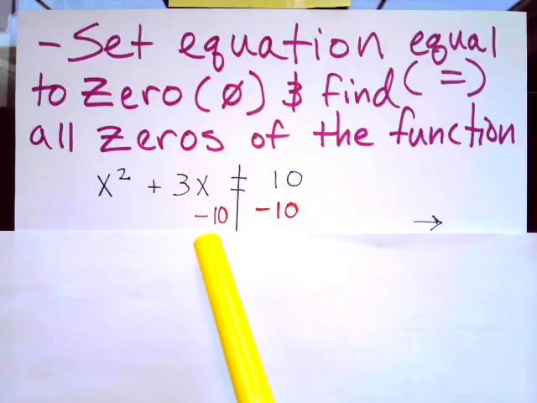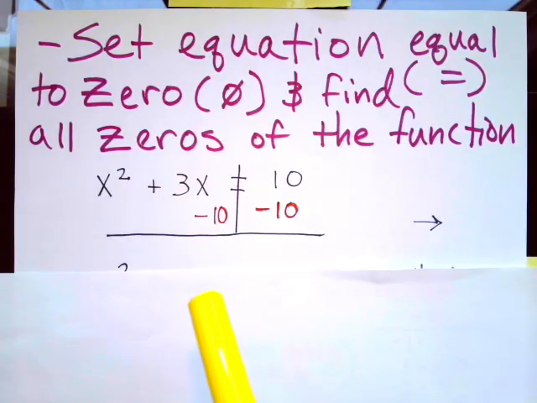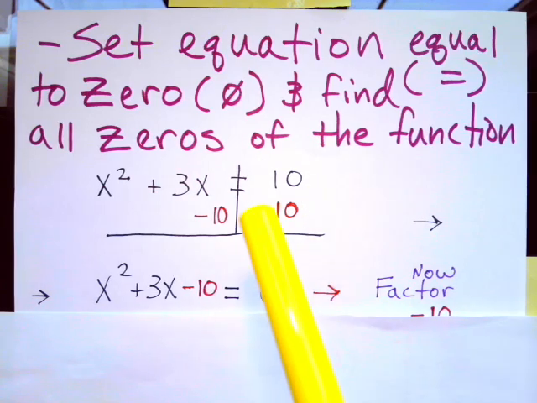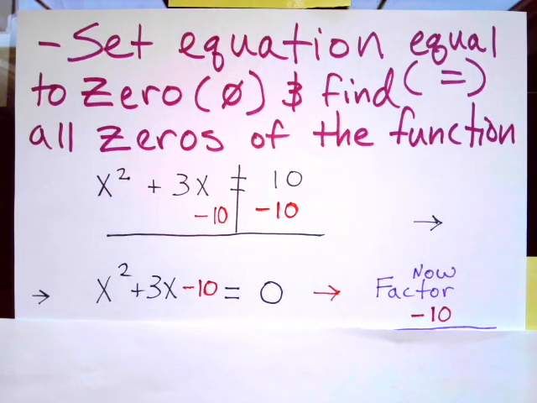So 0 plus a negative 10 is negative 10, equals 10 plus a negative 10, or 10 minus 10, which is 0. So we want to set that equation equal to 0. Next, we're going to factor.